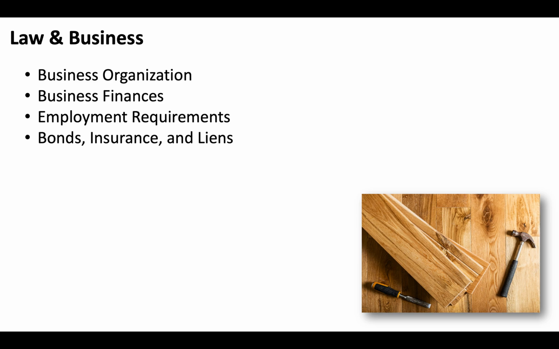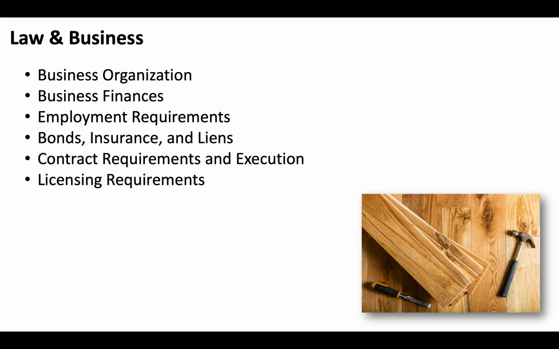Now, as is the case with all California contractor license classifications under the C specialty, you'll need to pass the CSLB Law and Business exam, which will include sections on business organization, business finances, employment requirements, bonds, insurance, and liens, contract requirements and execution, licensing requirements, safety, and there'll be a section on public works.